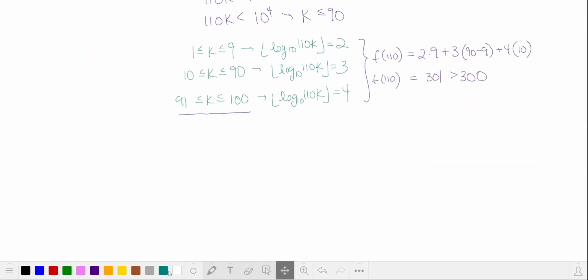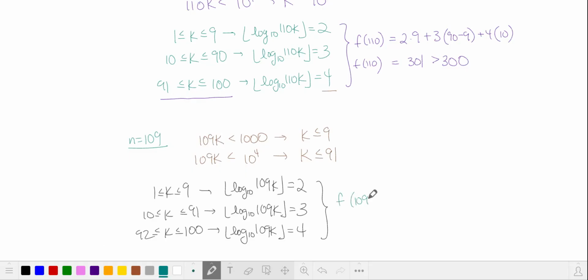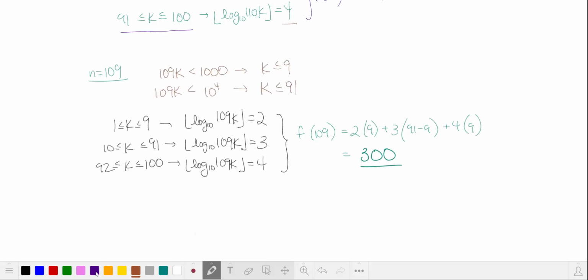Let's try n equals 109, and we'll calculate our cutoffs. Where it changes to 1,000, k is going to be less than or equal to 9, and then at 10,000, k is less than or equal to 91. We can see by inspection that we're going to change a 4 into a 3 and lose 1 point. So f of 109 is equal to 300, and that's our maximum value for n.